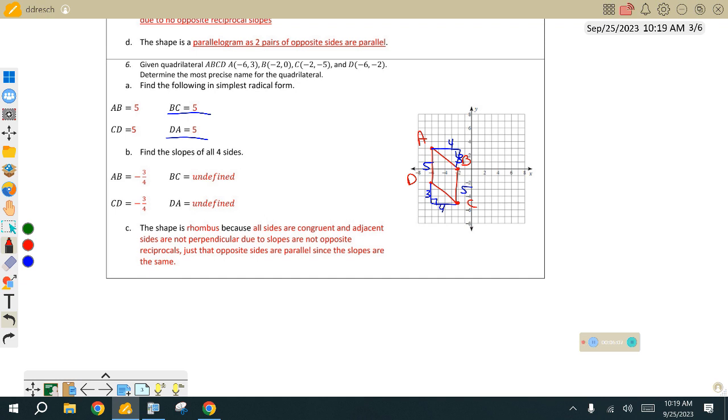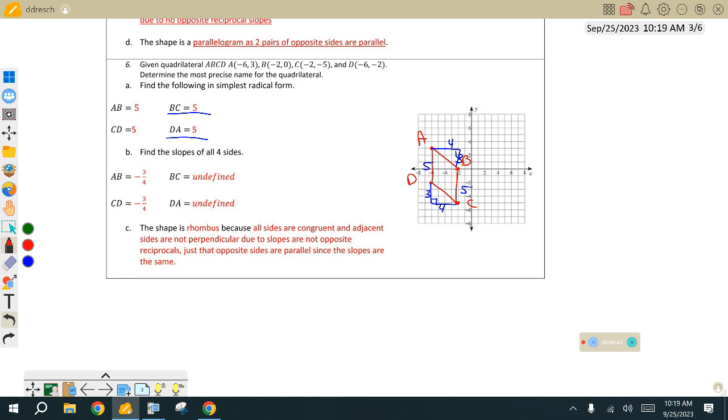Vertical is always undefined. And then I also got the slopes of the other 2, the negative ones. They're decreasing. Down 3, right 4. And when I did that, I got a negative 3/4, a negative 3/4. To be a square, we're looking for perpendicular. We're looking for opposite reciprocals. And that's sure not opposite reciprocals up there. Negative 3/4 and undefined, there's nothing going on there. So we do not have ourselves a square. Best we can say is, it is a rhombus.